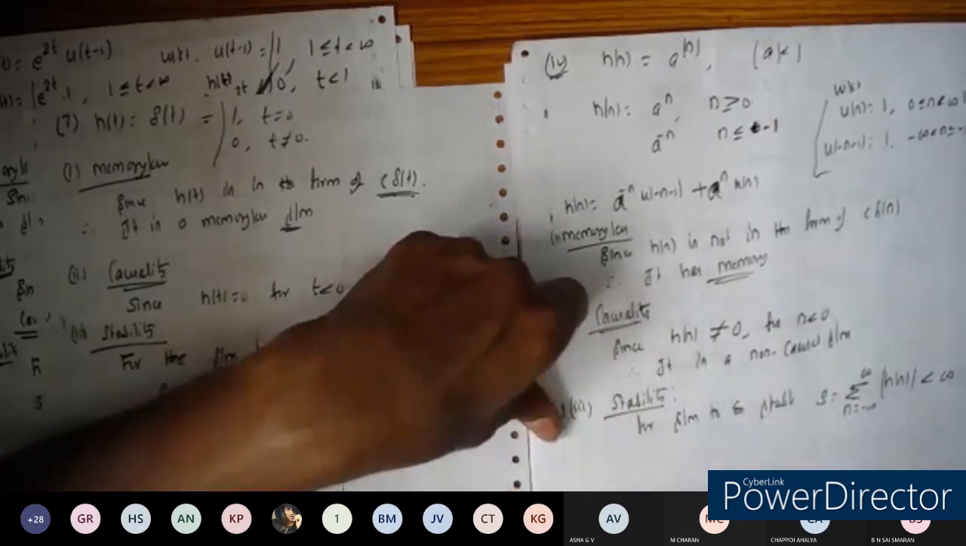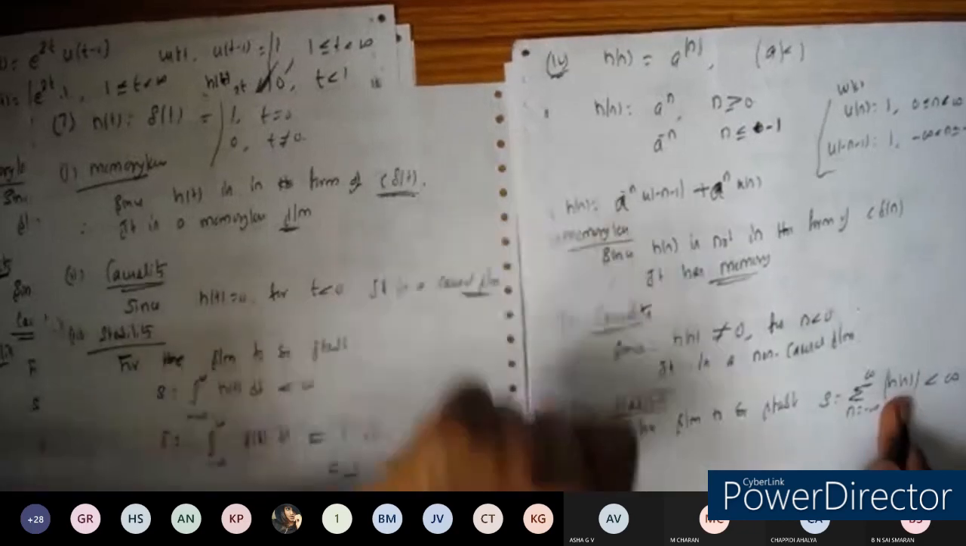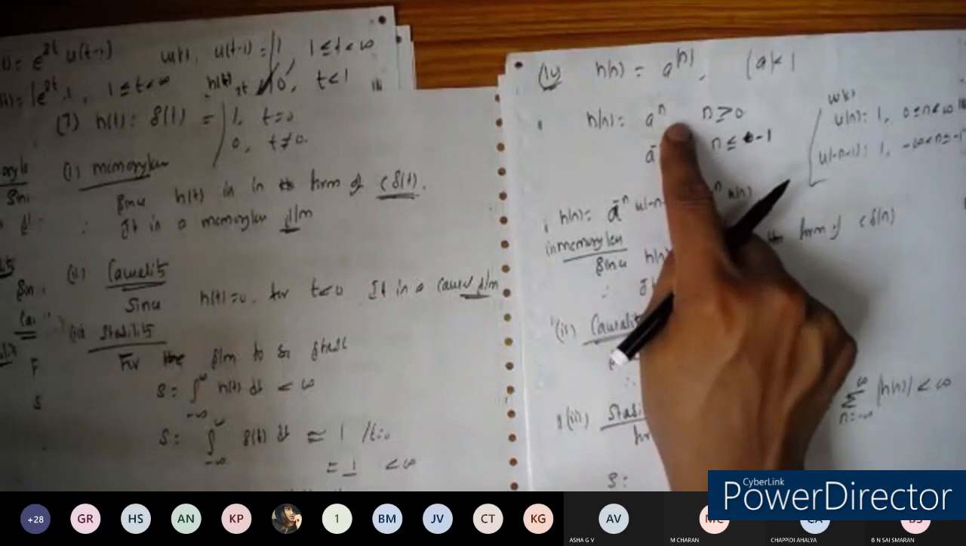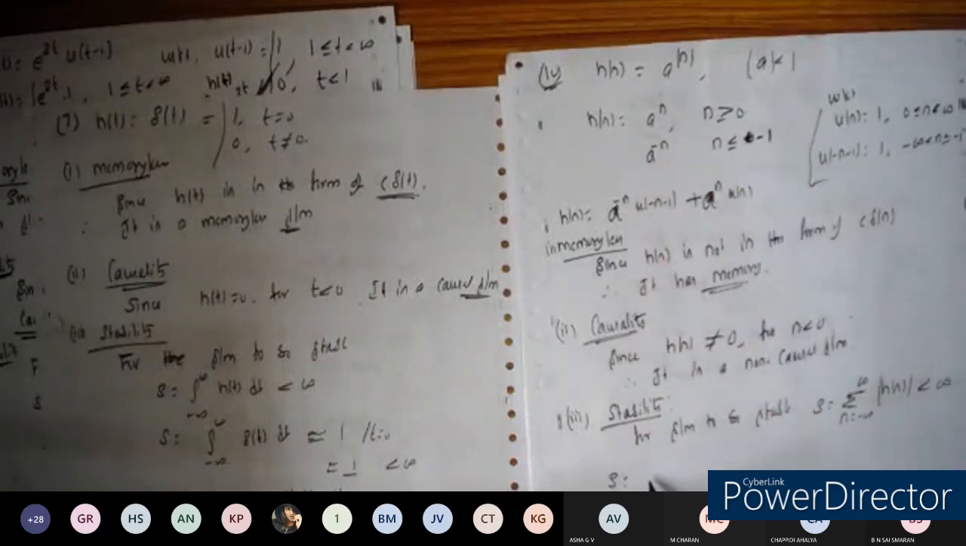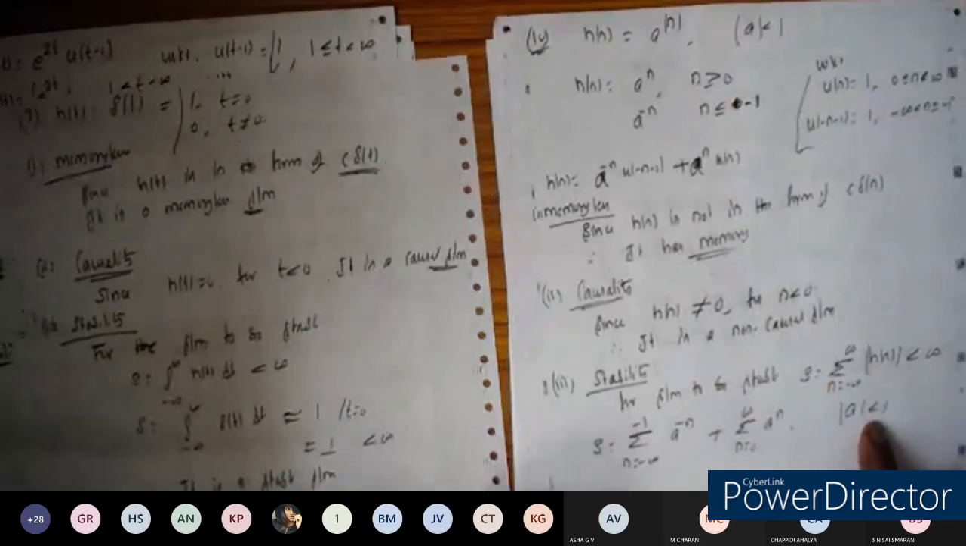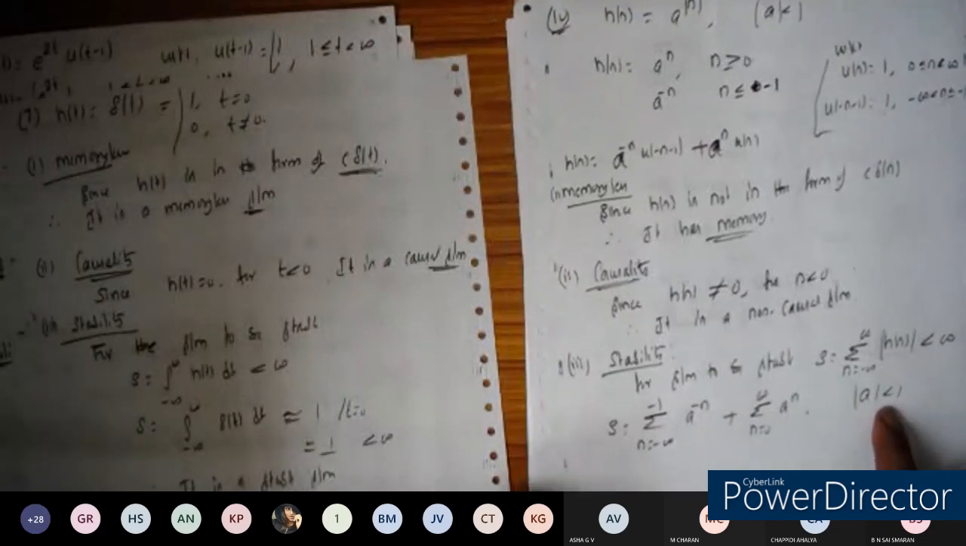So what shall we do? Let us substitute here. This can take the value from minus 1 down to minus infinity, and this can take the value from 0 to infinity. I'm going to split into two summation parts: summation n equal to minus infinity to minus 1 of a to the power of minus n, plus summation n equal to 0 to infinity of a to the power of n. The value of a is given in the problem as less than 1.